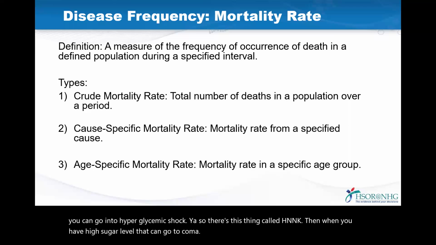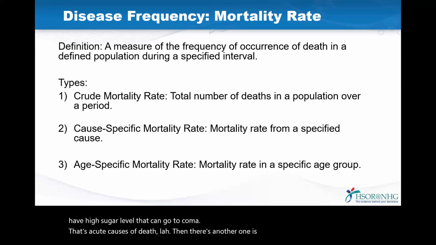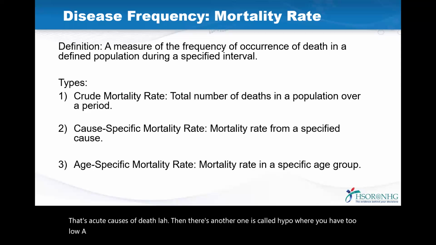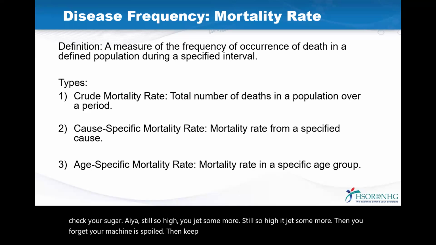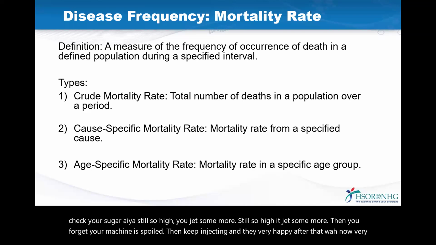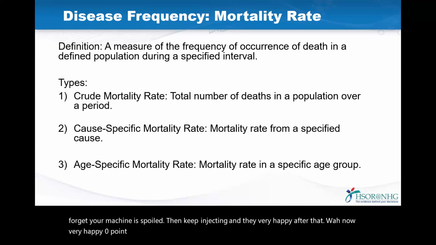That's acute causes of death. Then there's another one called hypo, where you have too low a sugar, maybe because you have diabetes. You inject yourself with insulin, then you still check your sugar. Still so high, inject some more. Still so high, inject some more, then forget your machine is spoiled. Then keep injecting and you're very happy. After that, now very happy, 0.1. Then you die, because the sugar is now too low.